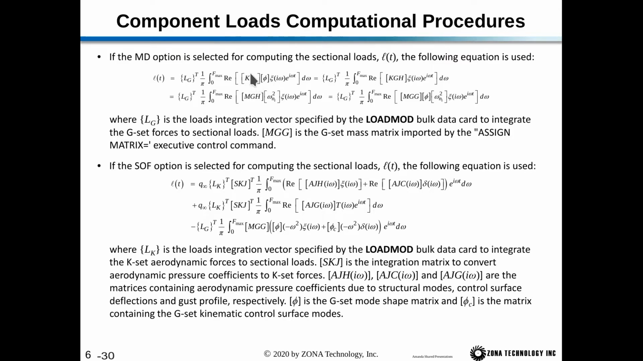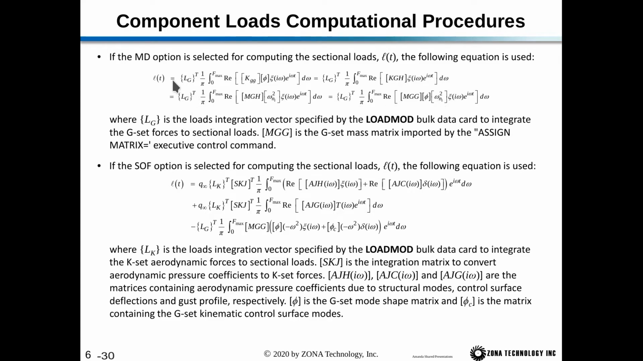And of course, you don't want to import the Kgg matrix into ZAERO because for large structure models, this could be a very large matrix. Instead, you want Nastran to compute Kgg times phi for you, which is the Kgh matrix. So I would recommend importing the Kgh matrix. Now, if you don't import the Kgh matrix, instead you import the Mgh matrix, then ZAERO computes Kgh for you by Mgh times omega squared. And then if you just import the Mgg matrix, then we have Mgg times phi times omega squared.